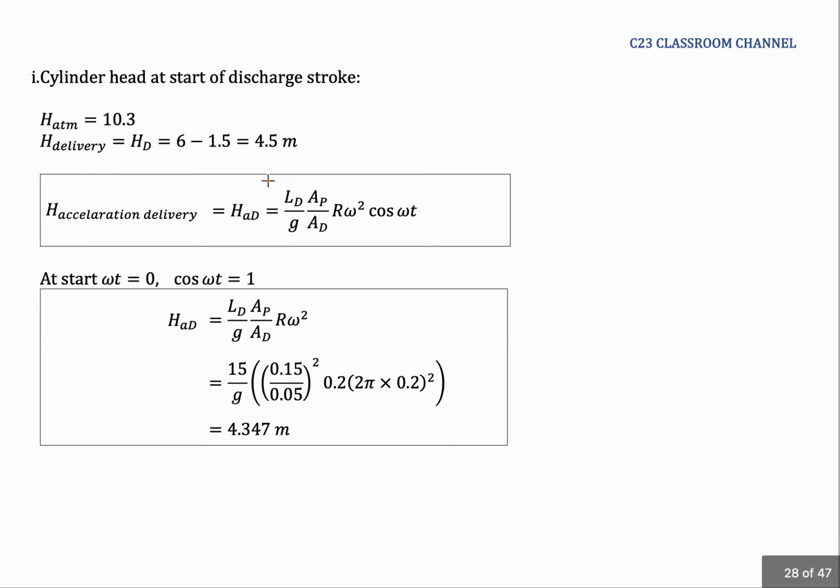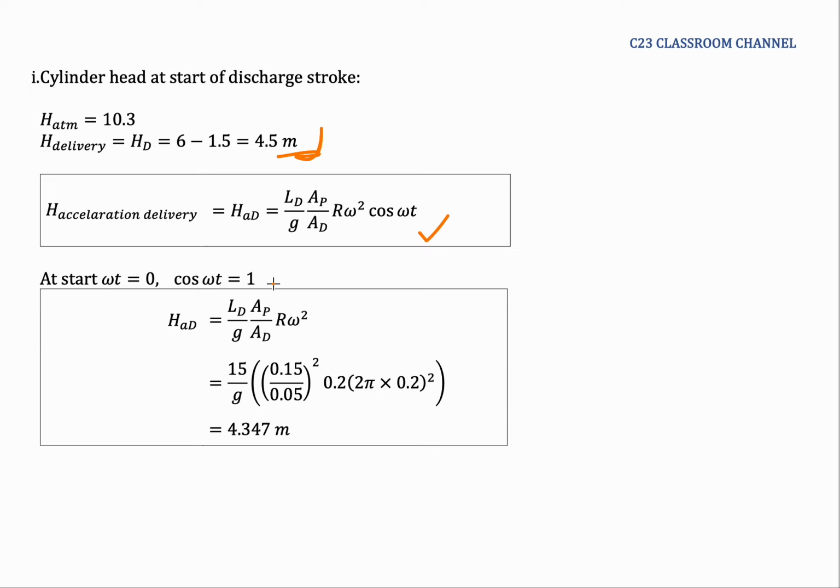Okay, we could start to calculate that one. So we have the atmospheric pressure as 10.3. We have the delivery head as 4.5, so you could refer to the diagram. And then we could calculate the acceleration head by using this equation. So at the start, theta is equal to 0.